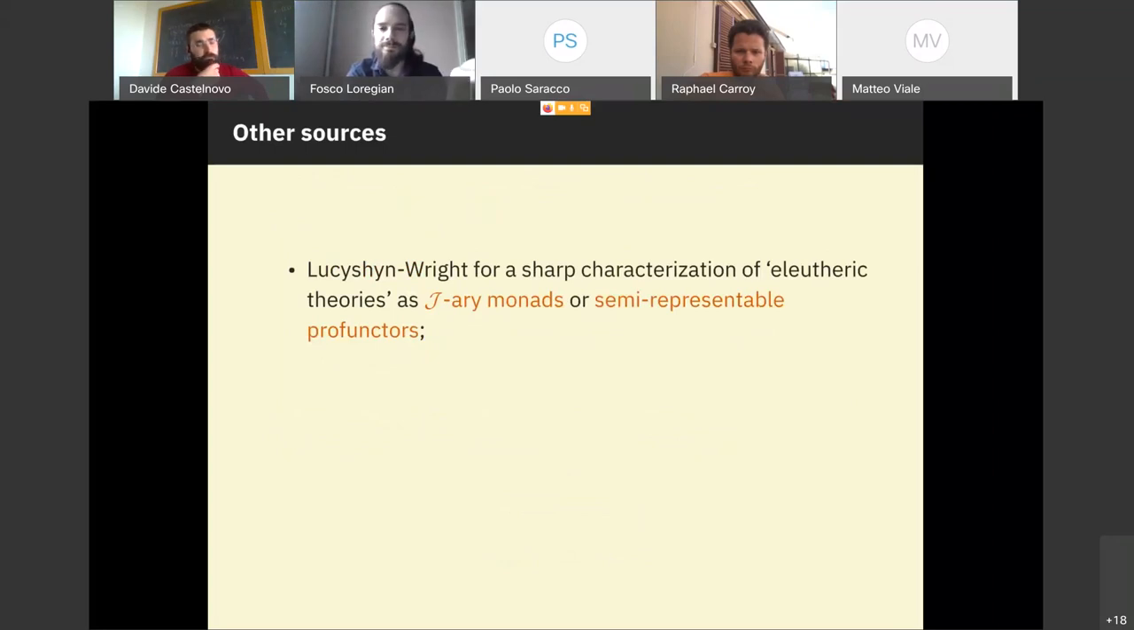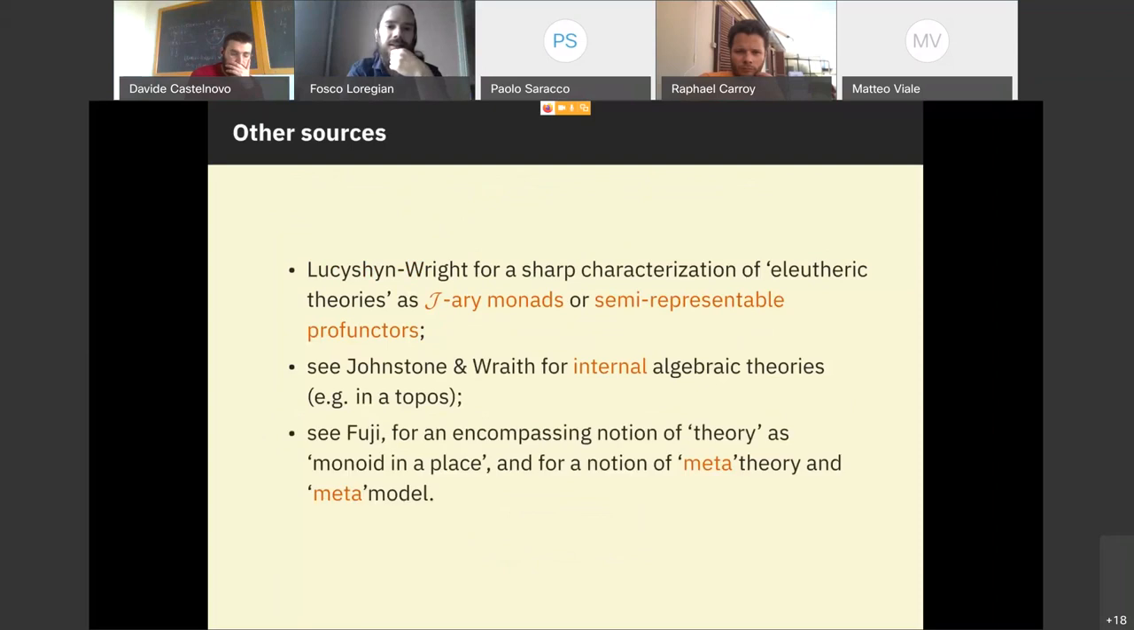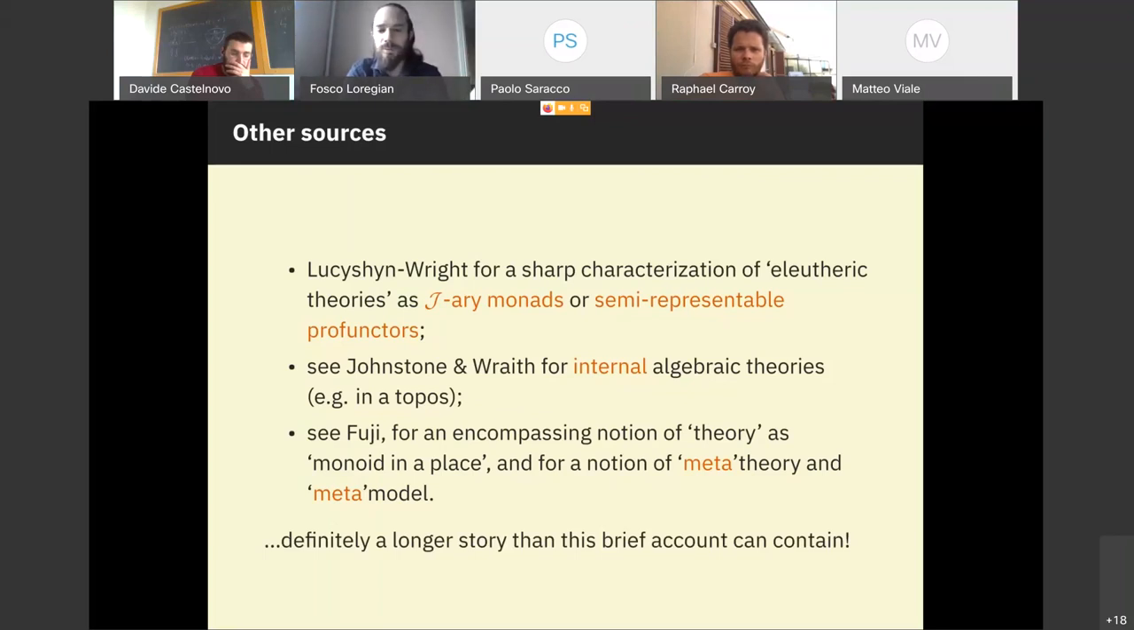There are other approaches that I completely disregarded, not because they are not interesting, but because they would deserve many slides more. You can keep these slides. I can send them to you, and you can Google for these other references. The list is endless. Anyone who wants to write down a proper chronology of the research on this very enticing field of category theory is doomed to fail.